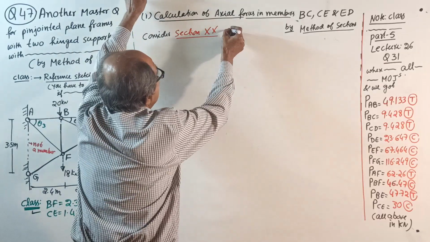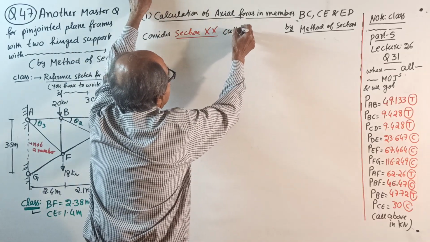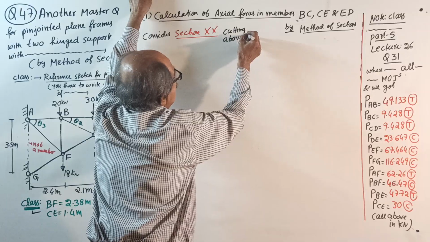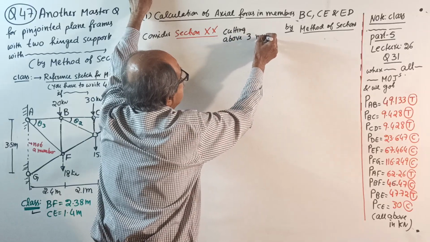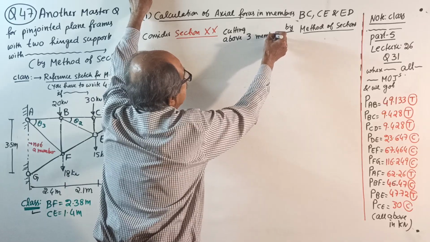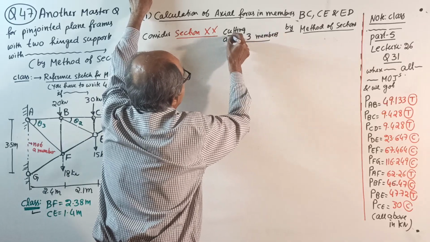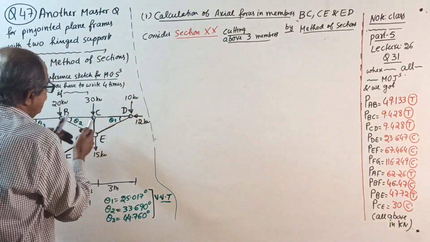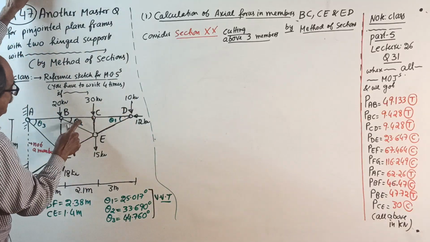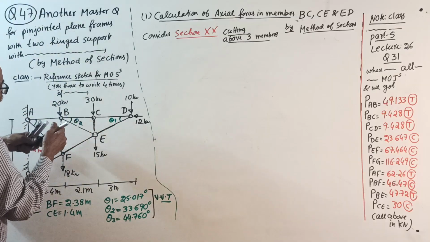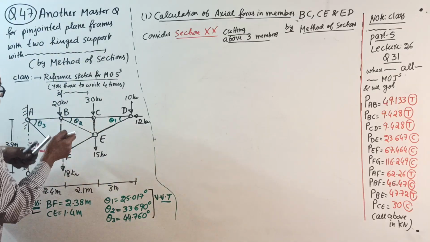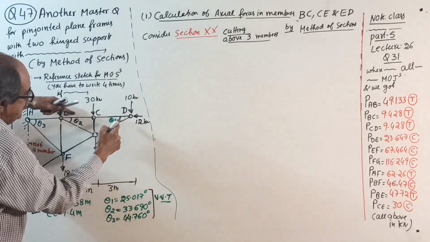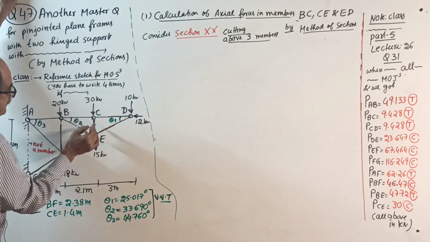Now, cutting above 3 members. Those 3 members. Actually, I should write 3 in words, but there is a space problem. Now, see here what I am doing. In the reference sketch, which members are cut? BC, CE and ED. This and this.